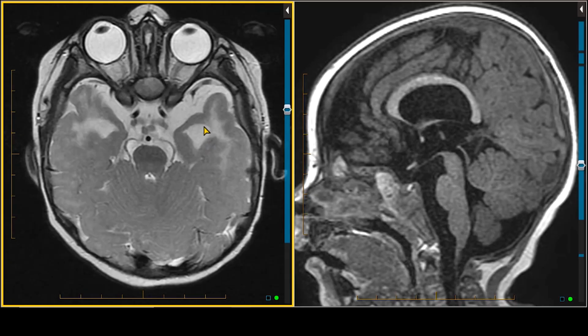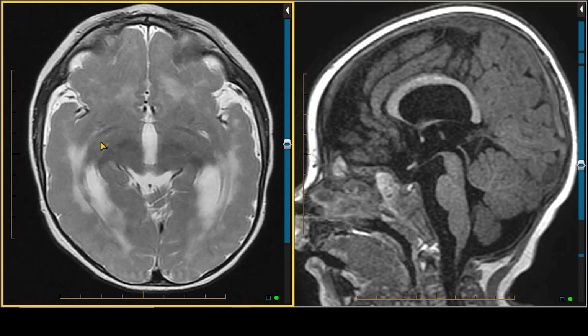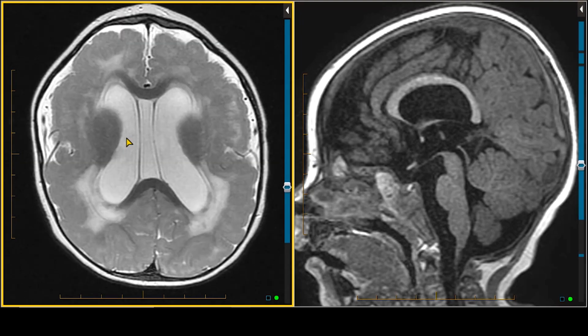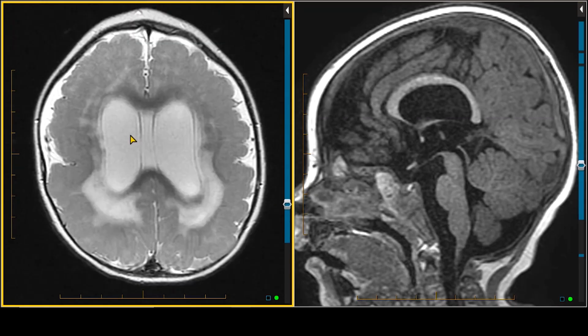Within that, we see in the temporal poles a cystic change here on the left and suggestion of a smaller cystic change here on the right. The lateral ventricles are larger than typically expected for this age, and this is likely related to ex vacuo enlargement from decreased volume of the cerebral white matter. So all of these are signs of diffuse bilateral white matter injury and decreased white matter volume.